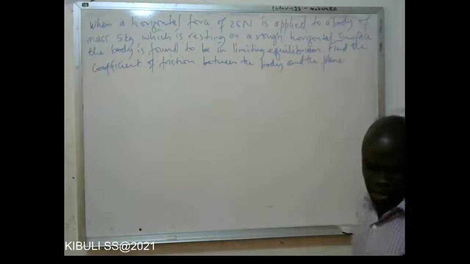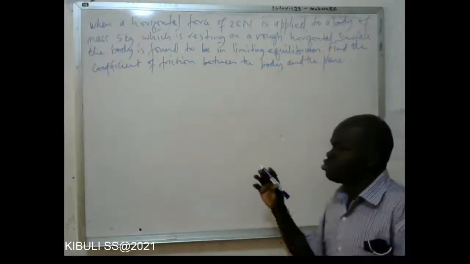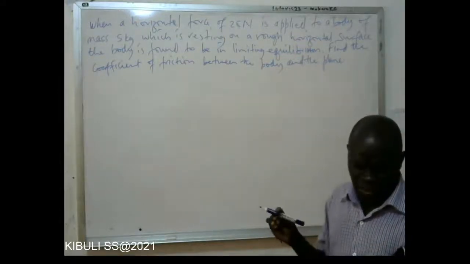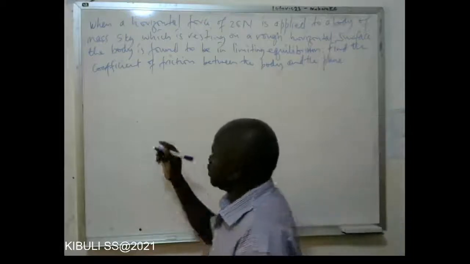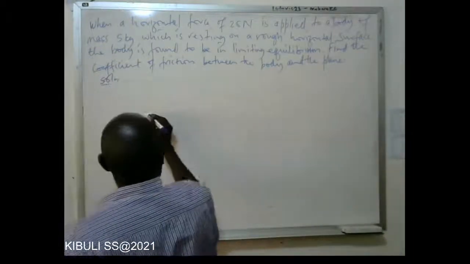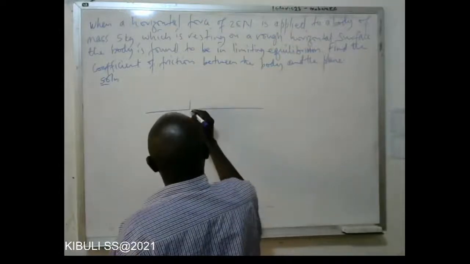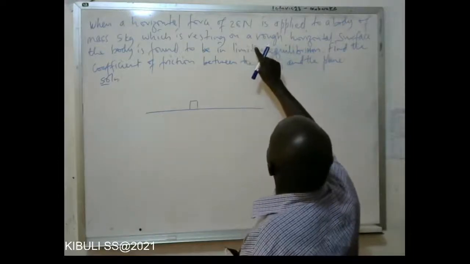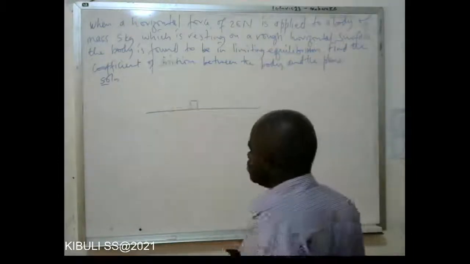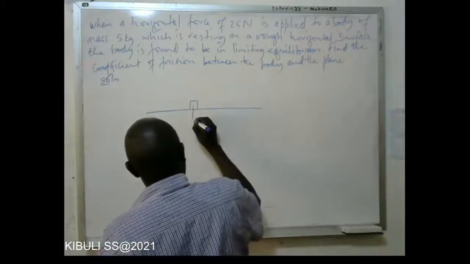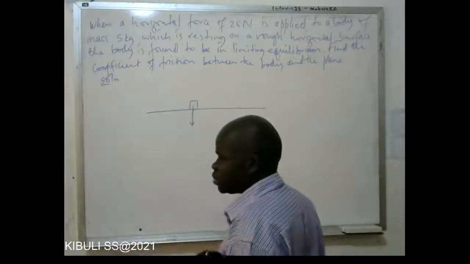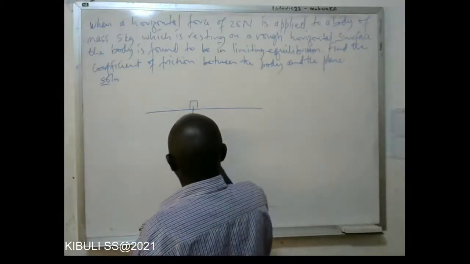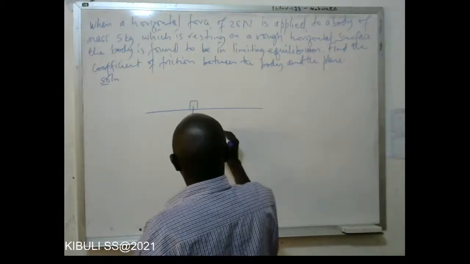Okay. So again, the first thing we need to do is to draw a diagram showing all the forces acting on this body. Let's say this is the horizontal surface and this is the body. This body is of mass 5 kilograms. So the weight of the body will be acting vertically downwards. The weight is mass times acceleration due to gravity, so it will be 5 times 9.8, which is 49 newtons.